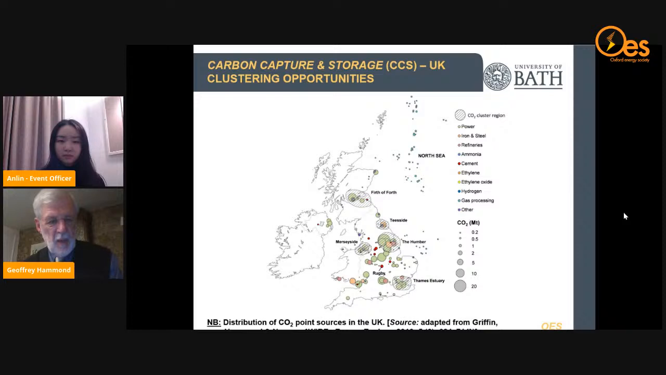Now, I mentioned in my opening slide about clustering opportunities. What do I mean by that? This is a slide we produced when we were doing some work on how you reduce carbon emissions from industrial power plants mainly, but it shows a clustering of industrial plants around the UK and fossil fuel power plants. The fossil fuel plants are the ones in green. And you can see there's a considerable cluster, for example, on the Humber, on Teesside, in Scotland, and in the Thames estuary.